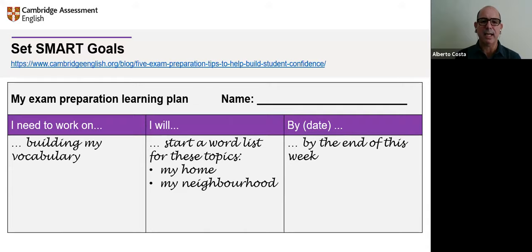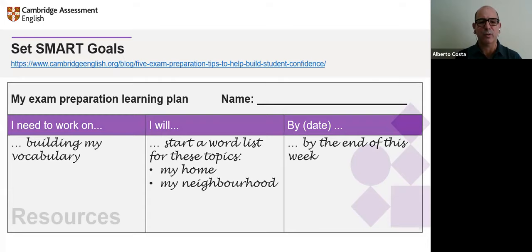So what is it that they're going to do to address this? They're going to start a word list, for example. And what is the time frame for them to do that? It's very important to negotiate deadlines with learners. Set deadlines, negotiate deadlines, so that they can keep on task and develop the skills they need to develop, and you can agree together on those goals, right?